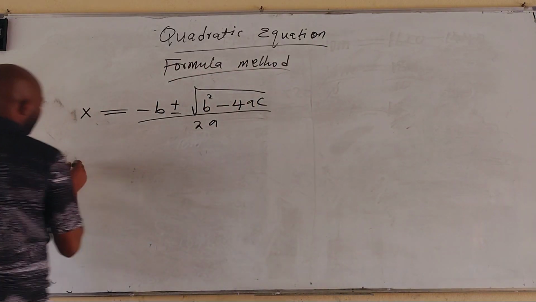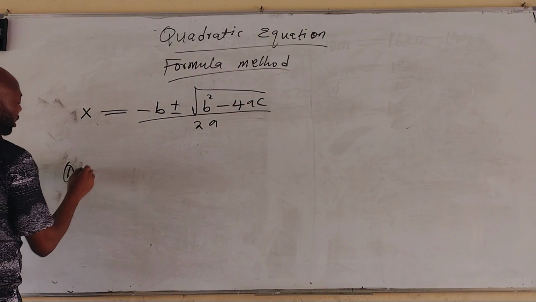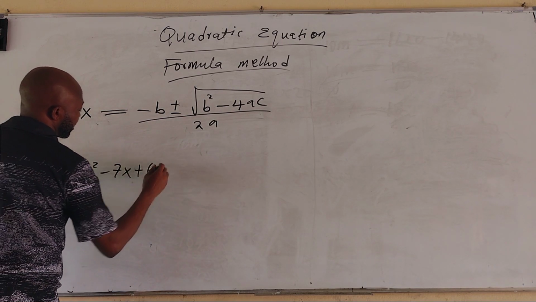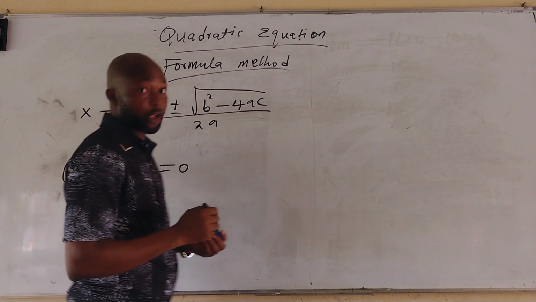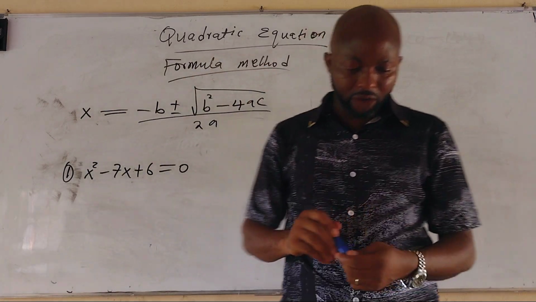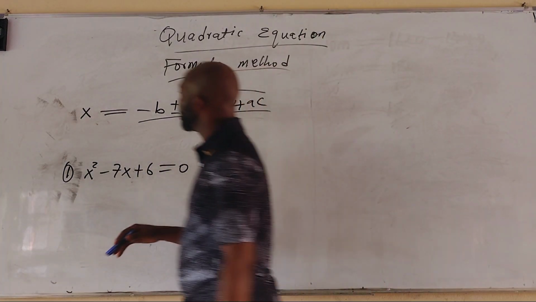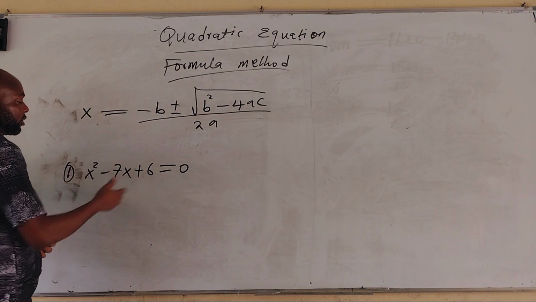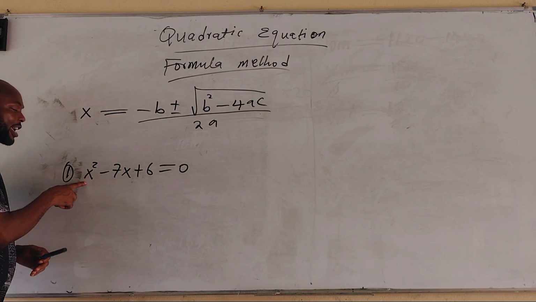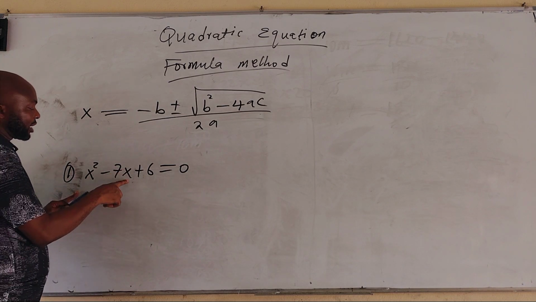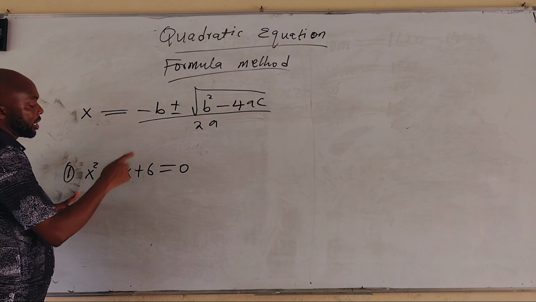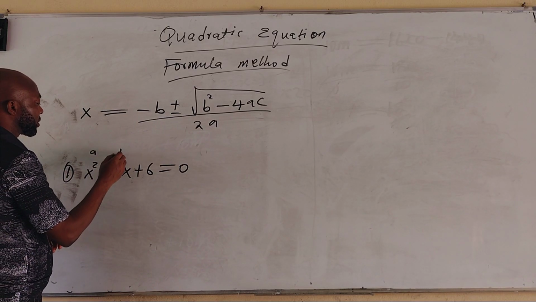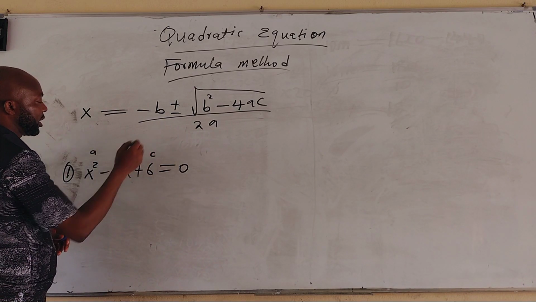Question number 1. x squared minus 7x plus 6 is equals to 0. Let me confirm the question. Minus 7x plus 6 is equals to 0. Okay, from the question given, the coefficient of x squared here is 1. The coefficient of x here is minus 7. And here we have 6. So don't forget, here becomes your a, here is your b, and here is your c.